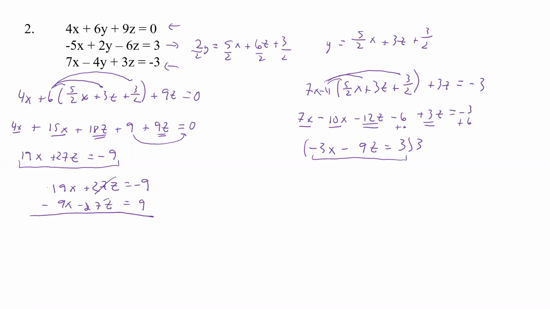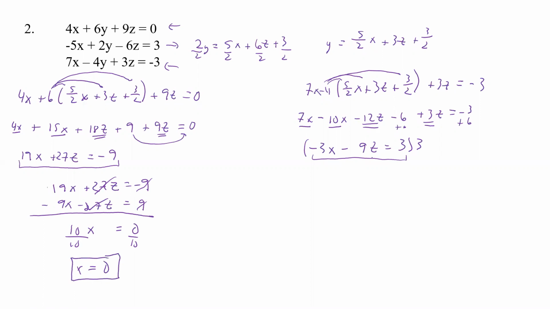And so those cancel. Well, guess what? Those cancel too, so I get 0 there. And 19 minus 9 is going to be 10x. Well, that's going to be divided by 10, so x equals 0. So that's nice.